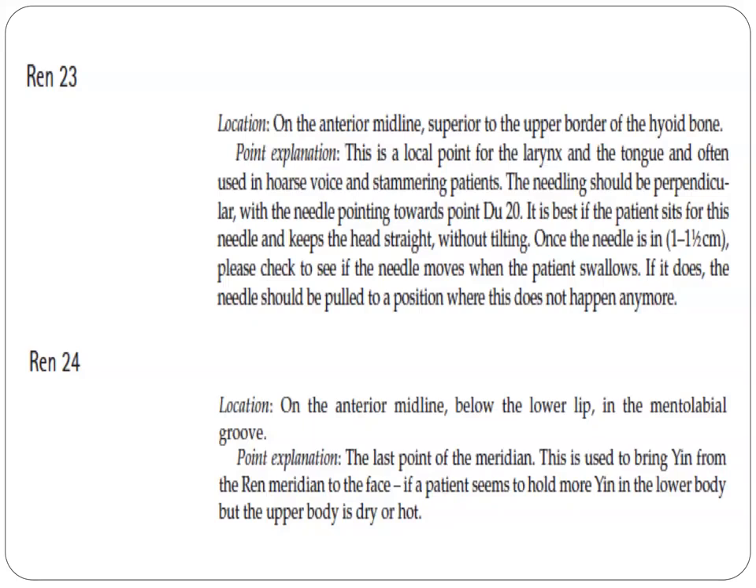REN23 is located on the anterior midline, superior to the upper border of the hyoid bone. REN23 is a local point for the larynx and the tongue and often used in hoarse voice and stammering patients. The needling should be perpendicular with the needle pointing towards the root of the tongue.